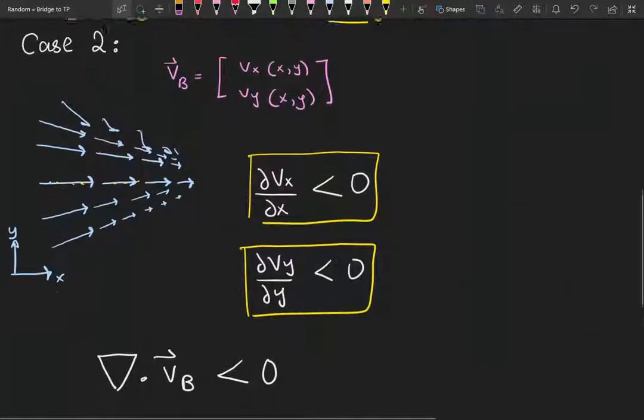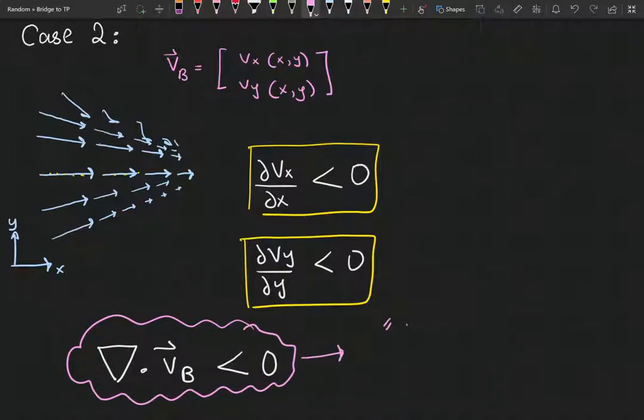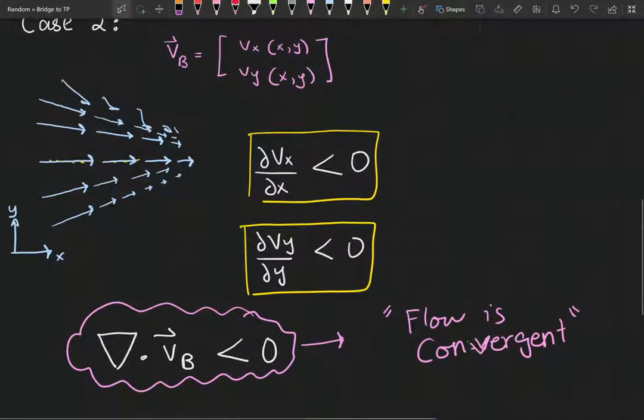This means that when we say that del dot VB, or the divergence, is negative, that means the flow is convergent. Now the opposite of diverge is converge. I hope you guys remember that. So this flow is convergent, and the meaning behind that is that there's net inward flow.